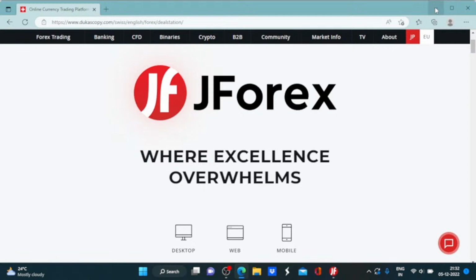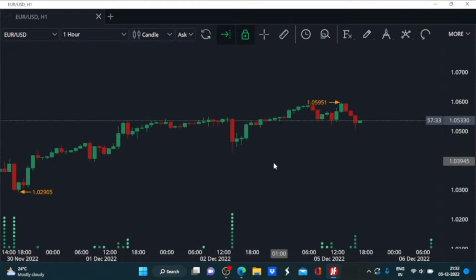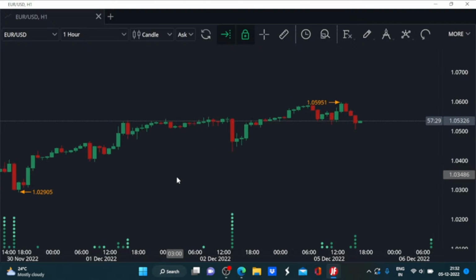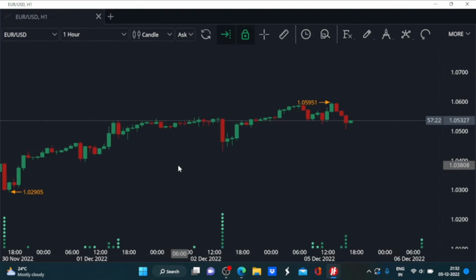So let us now head to the F4X4, the newly released trading platform from the Dukascopy Bank SA. This is the Euro USD chart drawn on the hourly time frame, plotted on the candle period of 1 hour each.